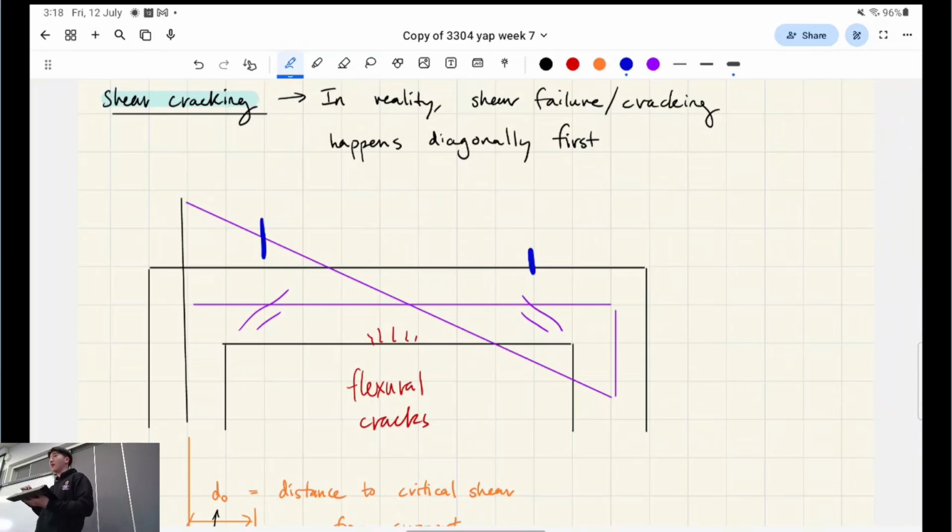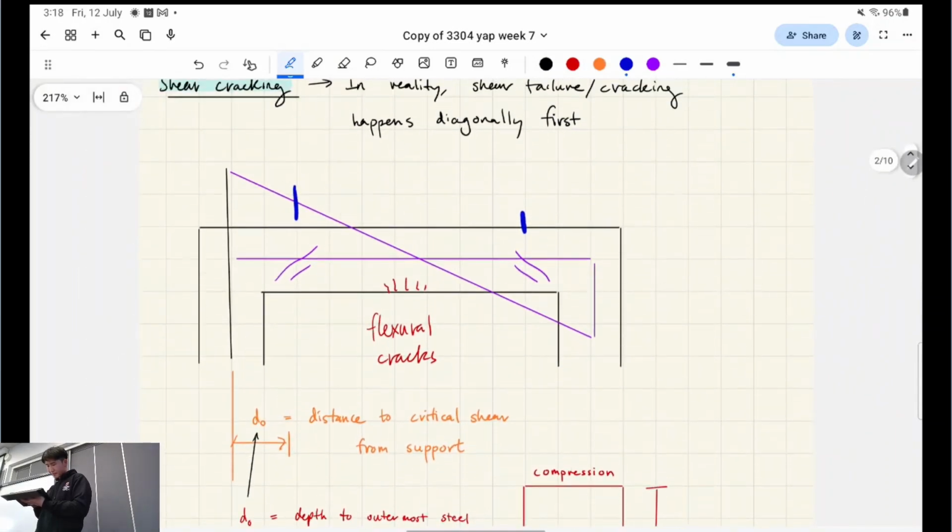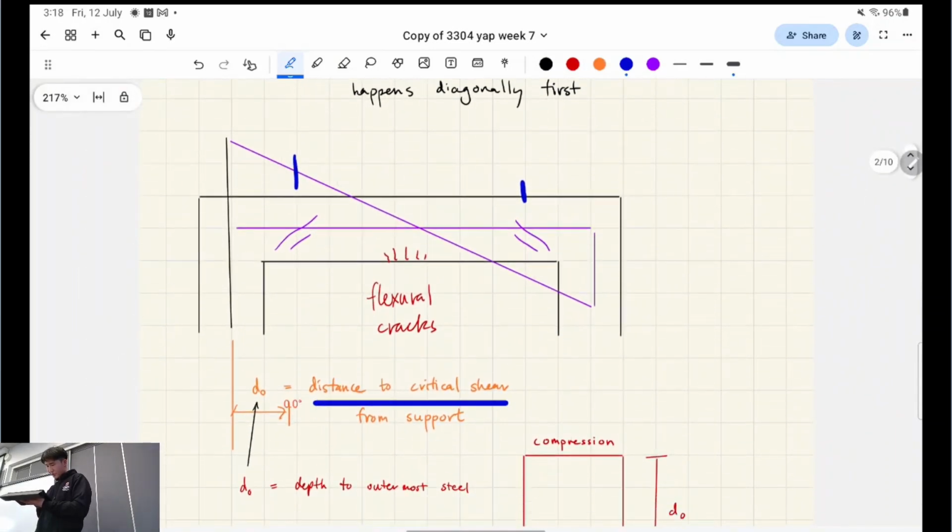So actually, we call this DO, right? Which is the distance to the critical shear from the support, right? So it's always from the edge of a support, right? This number in AS 3600, so this is the Australian method, that's how they determine this distance.